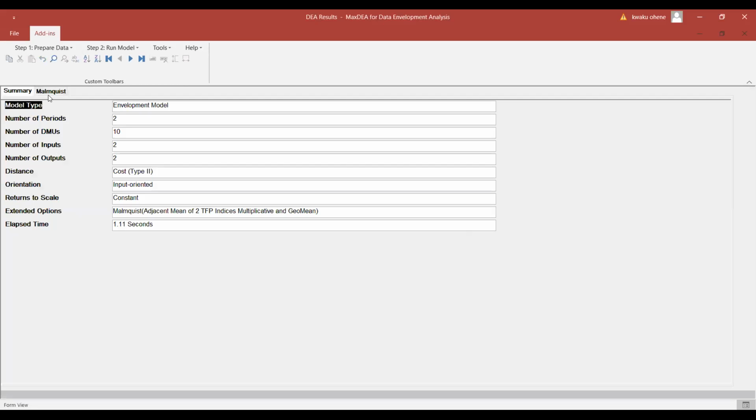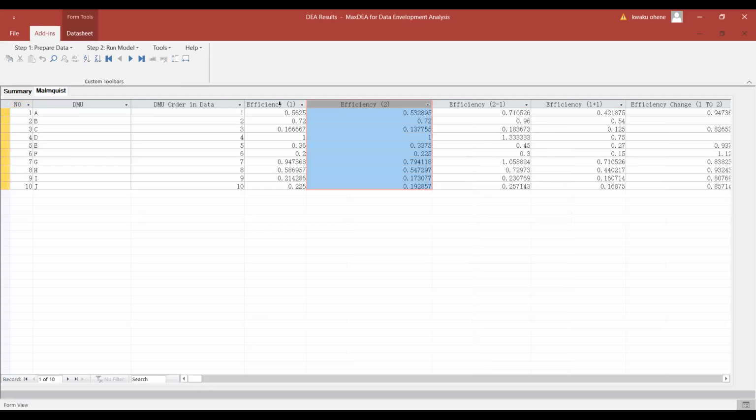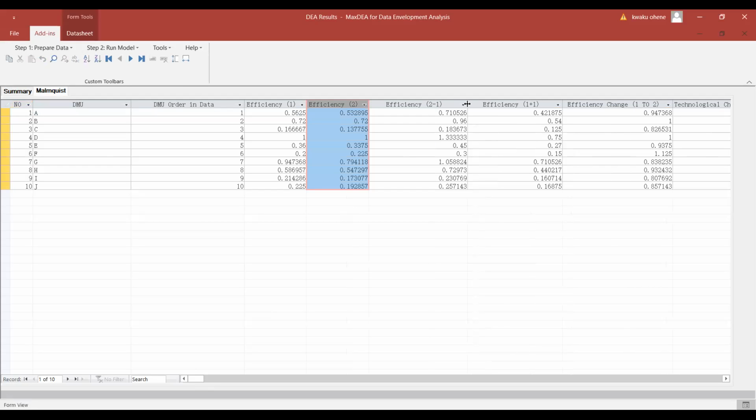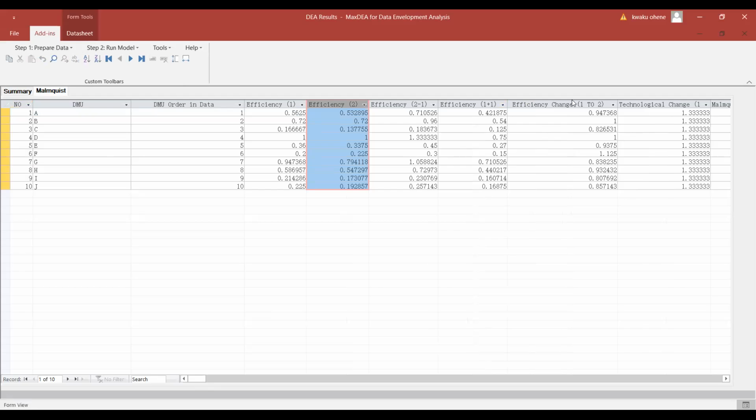Now this is a result. Look at the Malmquist here. You see the Malmquist is giving me some values. Efficiency score 1. Do you see that? Efficiency score 2. That's the on period and cross period. Efficiency score 2 minus 1. Efficiency score 1 plus 1. Okay, and all of that. But this from here is the normal efficiency change, technical change, and so on.